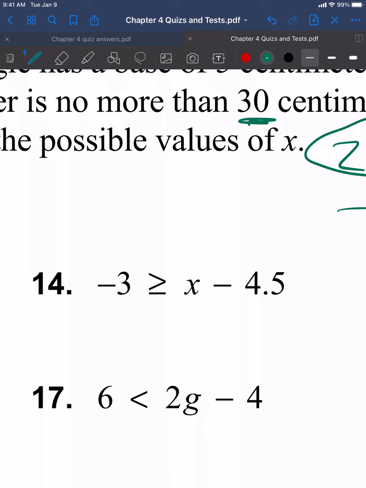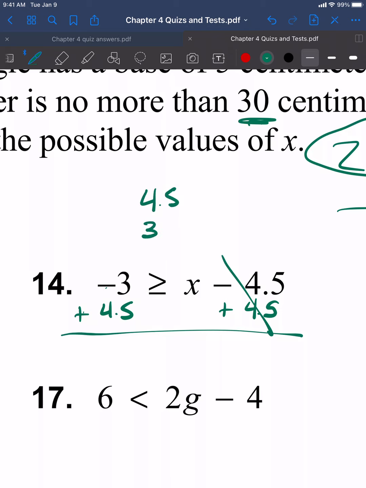Wyatt, if I was going to solve for 14, what's the first thing you would do? Don't you add 4.5 to both sides? Wonderful. Now here's what I was talking about when I said to be careful with your negatives. These signs are different. Would you agree? Yes. So do I add them? No. What do I do? Subtract. I'm going to take 4.5 minus 3. 1.5. Now, which is the bigger number? 4.5. So that means I'm going to keep the positive sign. So it's going to be 1.5 is greater than or equal to x. Am I done? I sure am. That's my answer.